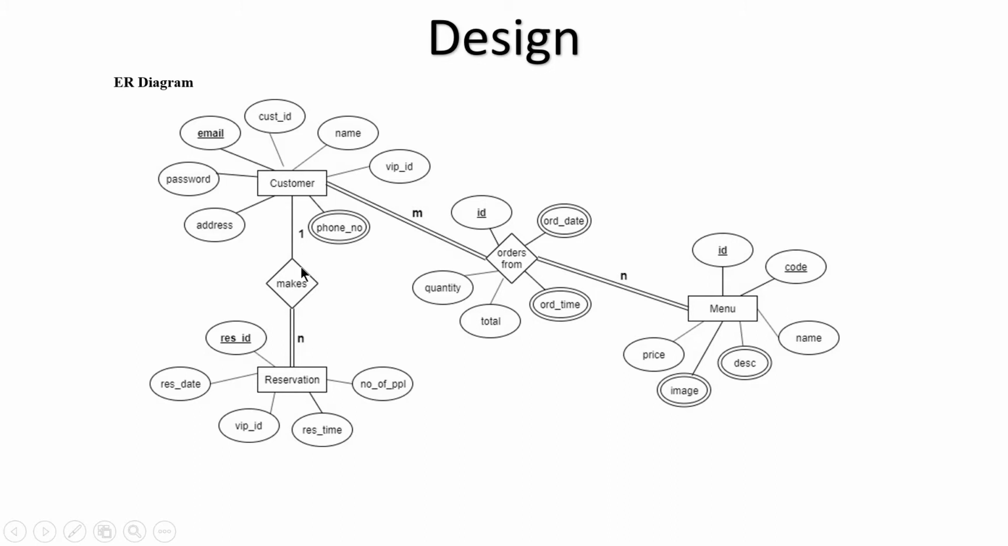A customer makes reservations to the restaurant. One customer can make many reservations to the restaurant, so there is a 1 is to N cardinality ratio. And the customer has to make a reservation in a restaurant, so it's a total participation between reservation and the relation makes. So this is the ER diagram. From this, we can determine the schema diagram for our database structure.